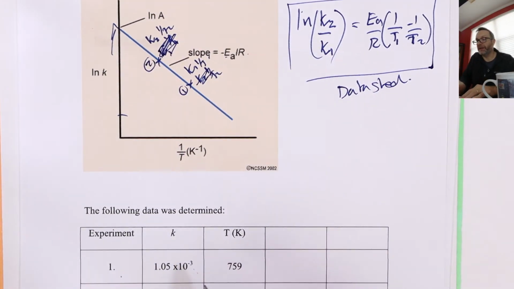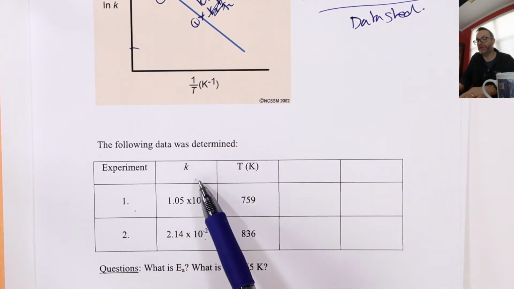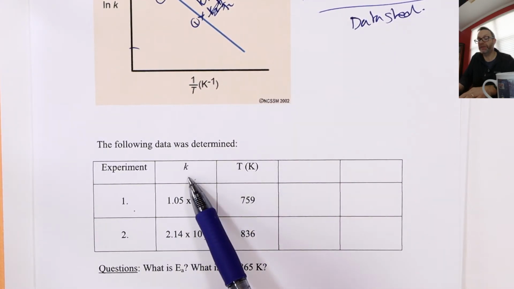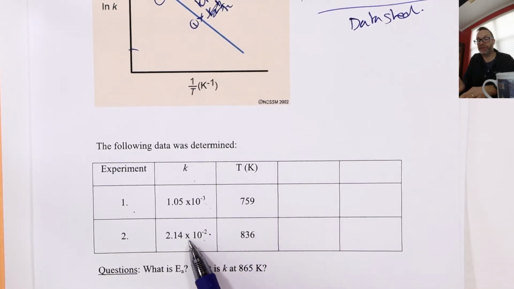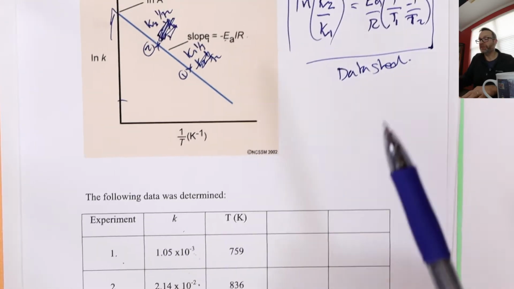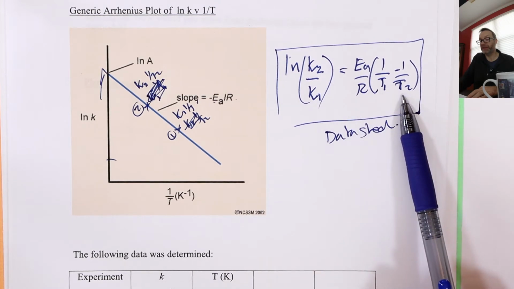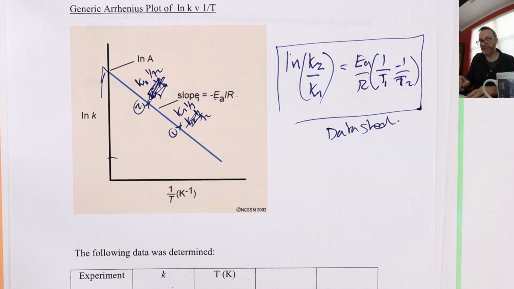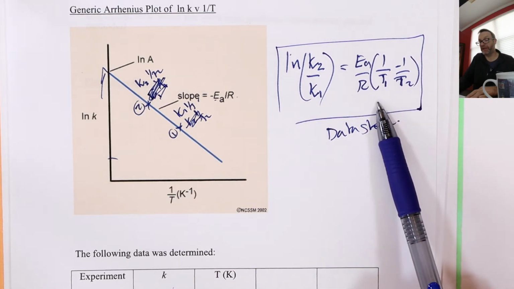Now if I look down here, there's data from 2 experiments. There's K and T. So we found the value of K, maybe doing initial rates of something at this temperature. We found the value of K at this temperature in Kelvin, yeah? We could just throw them into this equation, making sure we keep our 1s and 2s straight, with 2 being the larger value of K and temperature, right? We can just throw them in there and get an answer, yeah?